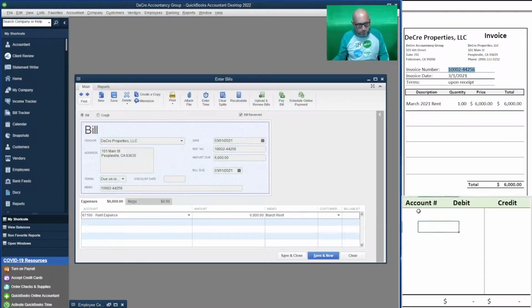What's going on in terms of debits and credits? Well, we're entering into accounts payable for now. So our liabilities go up, and our rent expense goes up as well. That's it, right? So this amount right here is a debit to account 67,100, and this amount right here is a credit to account 20,000, which is our accounts payable.